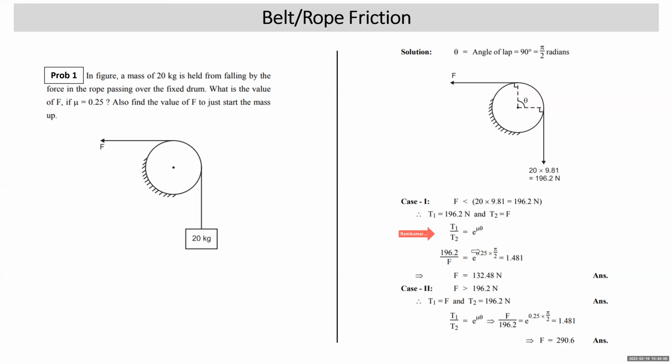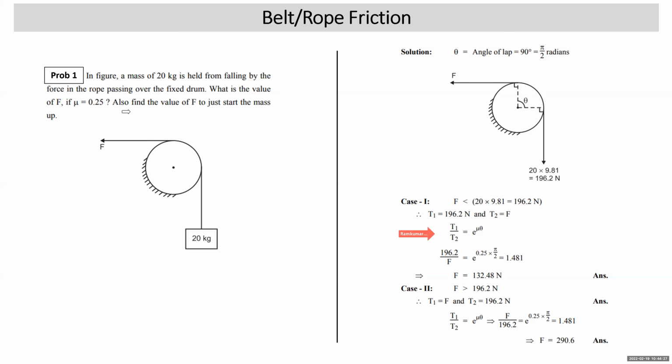Now if you use your calculator, shift and ln is the e raised to function, we will be using it. When you press shift and then ln, you'll see e raised to a box come up. In the box, you type 0.25 times pi by 2 and press equal to, 1.48. Then you get the value F required to just hold this weight, or to prevent it from falling, as 132.4.